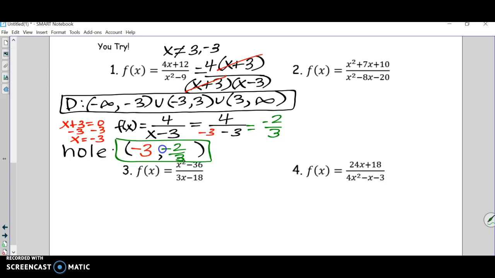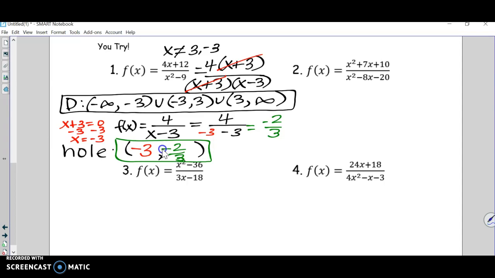To find the x value of your hole, it's the opposite of whatever I eliminate. And to find the y value, you plug it into what's left over. That will give you the y value of your hole, okay? Alright, let's do one more example on number 3.